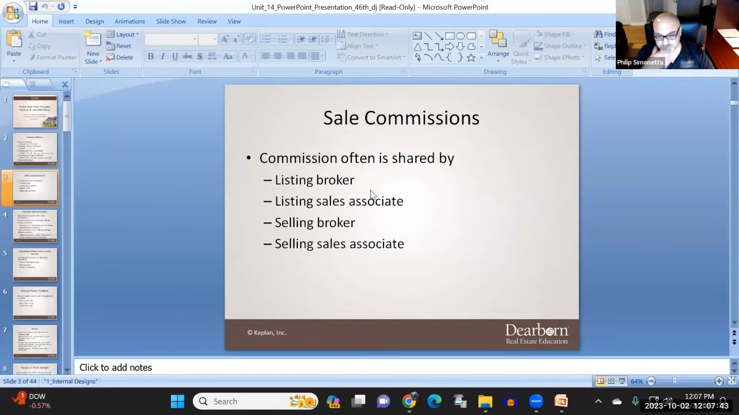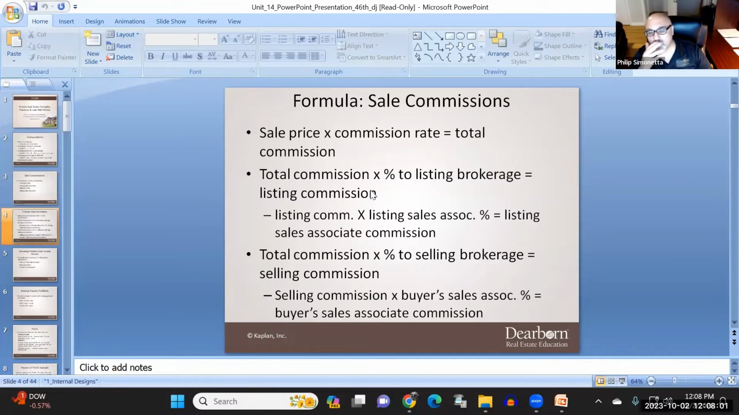Okay. So the first calculation would be a sales commission. Commissions are often shared by the listing broker and the listing sales associate and the selling broker and the selling sales associate. The way it works, the formula: remember the agents are representing the brokers, so the brokerages get paid and then their splits go to the agents. You take the sales price times the commission rate and that equals the total commission.